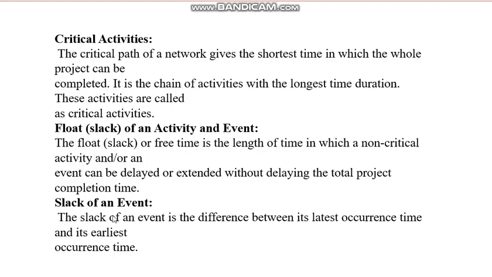Okay. Now slack of an event. Slack of an event is the difference between the latest occurrence time and the earliest occurrence time. Okay. You see, the start of the study can be at 5 o'clock or at 6 o'clock. So what is the slack of that event? It is 1 hour. Okay, that's how it is.